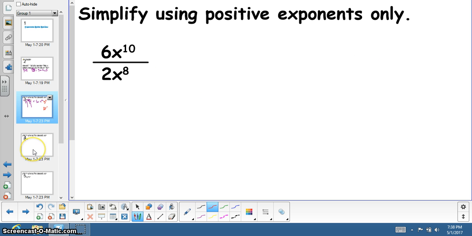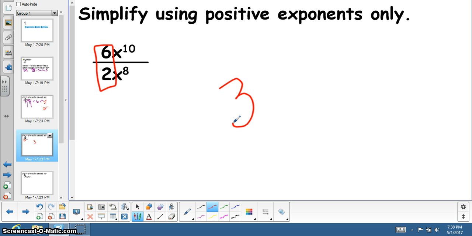Let's do another one. Simplify using positive exponents. 6x to the 10th divided by 2x to the 8th. I'm going to just start again at the basics here with my numbers. I am dividing numbers. I can divide numbers. I can divide 6 and 2. 6 divided by 2 is 3. Basic math. Again, scratch it out if you need to.